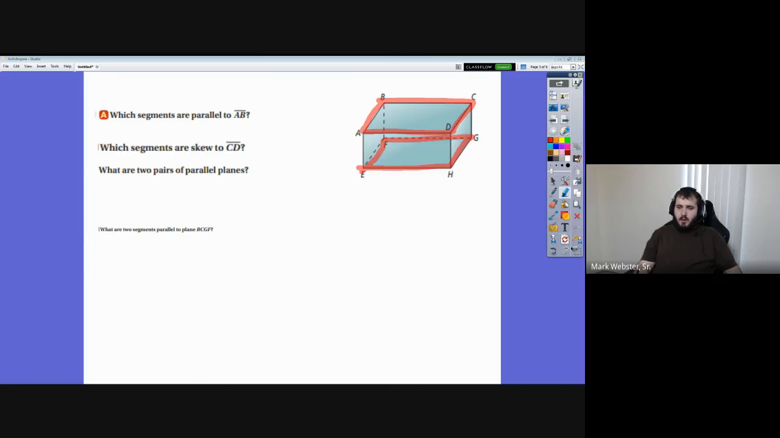or alternatively, we could pick another pair, as long as we're picking the ones that are opposite each other. Like we could pick the left one over here, ABFE, and the right one, CDHG, right? These are both parallel, right? See how they're going the same way?